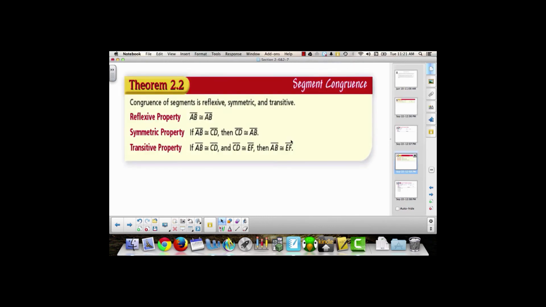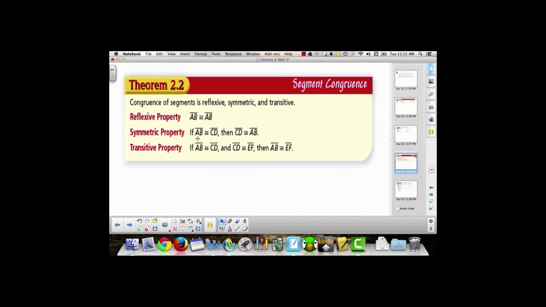All the properties that you have learned and used so far have been properties of equality. They were only used when you had an equation or an equal sign. These three properties, reflexive, symmetric, and transitive, can also be used for congruence. Remember, measurements are equal. Objects can be congruent. Here's an example of the reflexive property. This says segment AB is congruent to segment AB, or segment AB is congruent to itself.